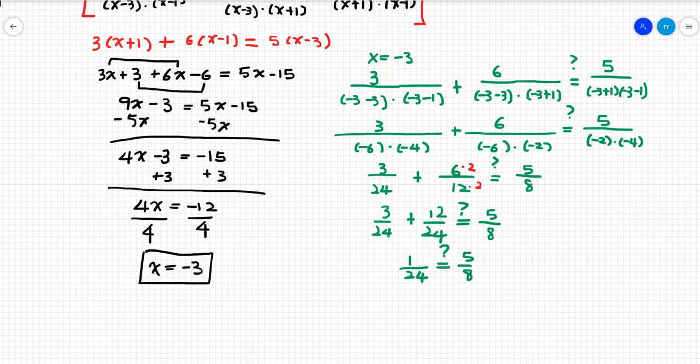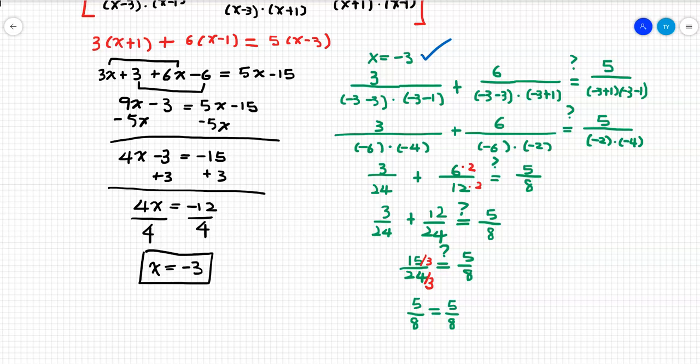Okay. So now if I divide both sides, top to bottom, by 3, then I get 5 over 8. And that's the same as on the right hand side. So x equals minus 3 checks out okay. So we can say the answer is going to be minus 3.